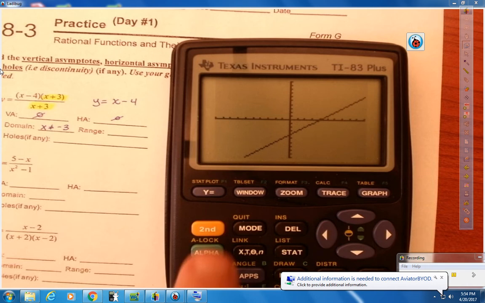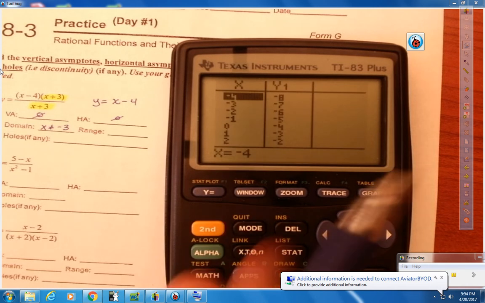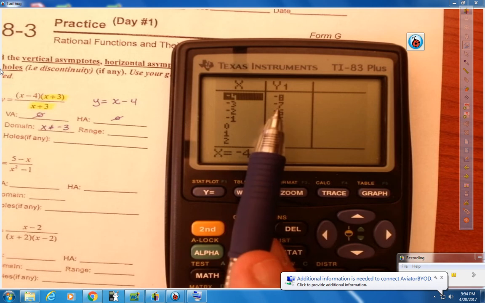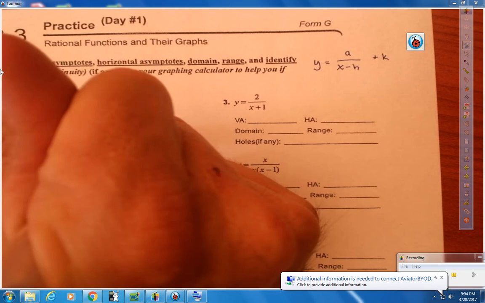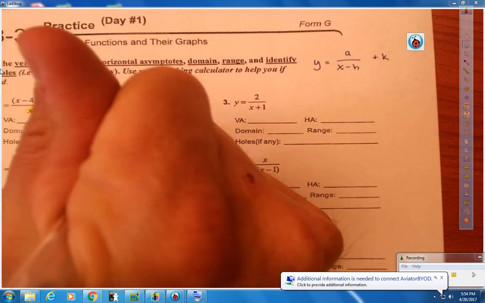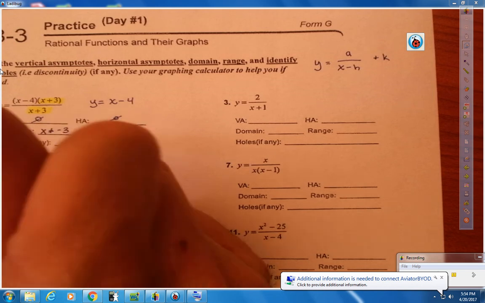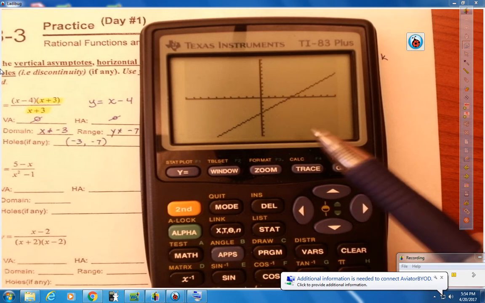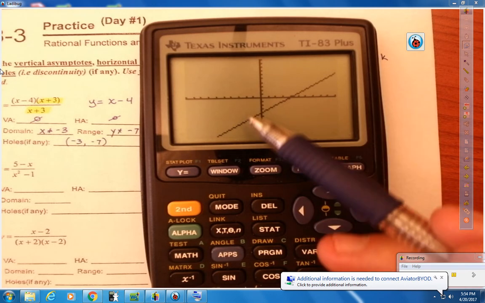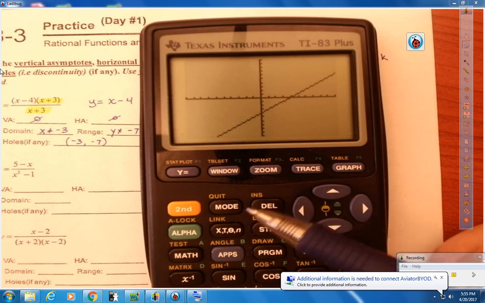But when I go to the table, it gives me a value for negative 3. The value that's associated with it, the y-coordinate, is the value that y is not allowed to equal in our function. y is not allowed to equal negative 7. So our hole comes at the point negative 3, negative 7. Our graph looks like this, but right here at negative 3, negative 7, there's just a little hole in the graph. When we draw that, we'll make it look more exaggerated, but that's how that works.